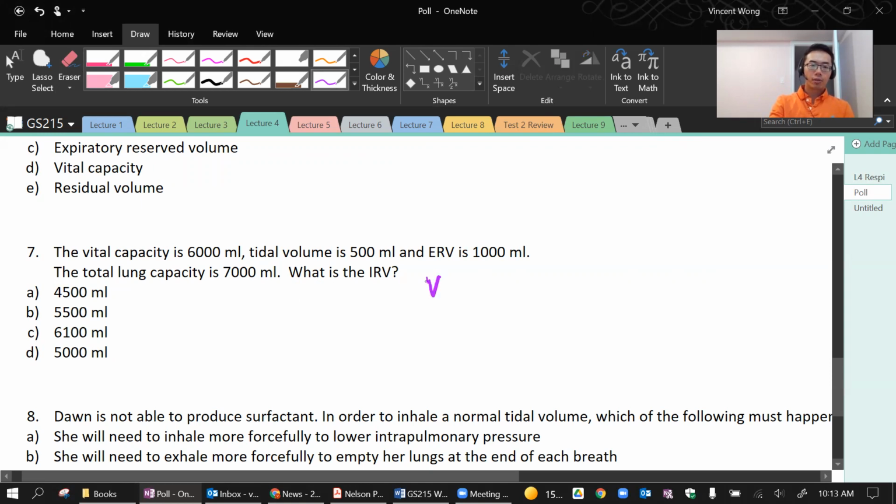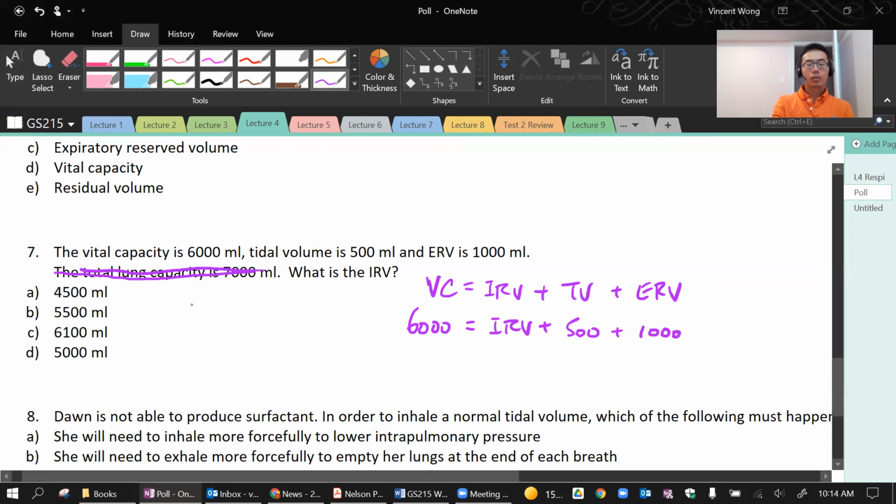The vital capacity is IRV plus tidal volume plus ERV. Okay? So the vital capacity is 6,000. We are trying to find IRV. Tidal volume is 500, and ERV is 1,000. And this is just extra information that we don't need. Total lung capacity would include things like residual volume and minimal volume.